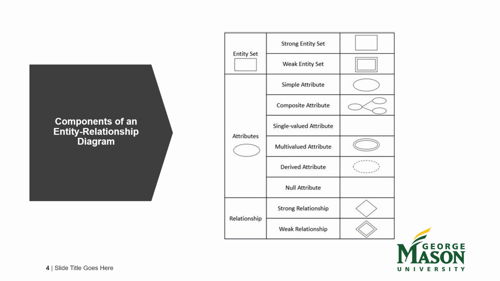A strong relationship exists when the existence of one entity depends on the existence of another entity. In other words, the two entities are closely connected and one entity cannot exist without the other. Weak relationship. A weak relationship exists when the existence of an entity does not depend on existence of another entity.